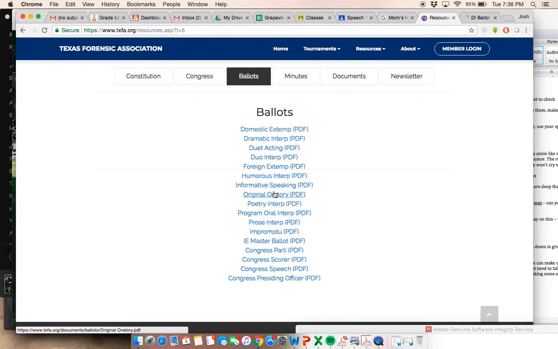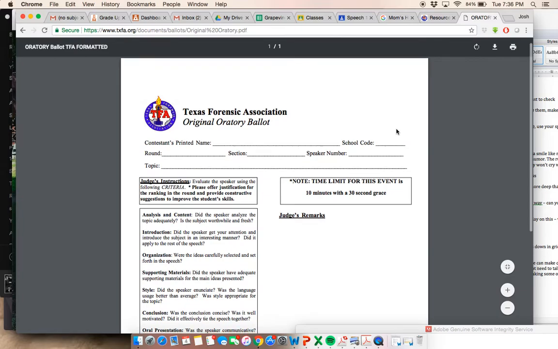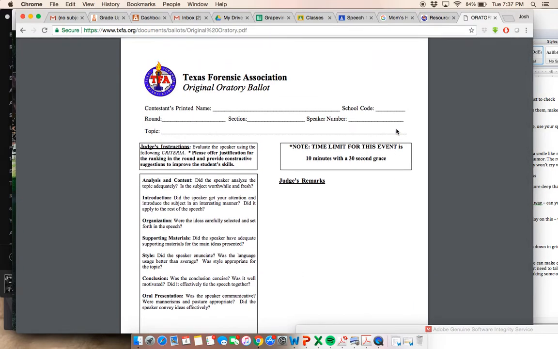In original oratory, similar in terms of speaking structure, but in this one, they get to choose the topic, and they're preparing the entire speech about a topic of their choice. So you're going to look at, first, does the speaker analyze the topic, and is it worthwhile and fresh, or is this something you've heard about a million times and they're not bringing anything really new to the table?